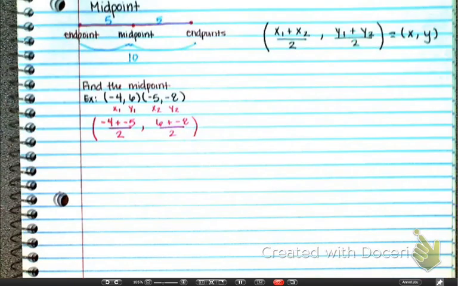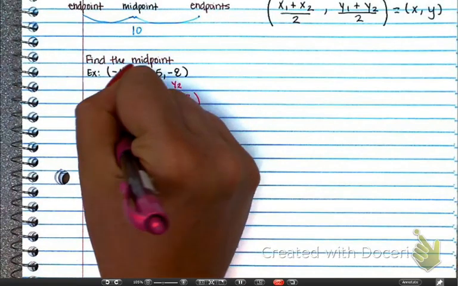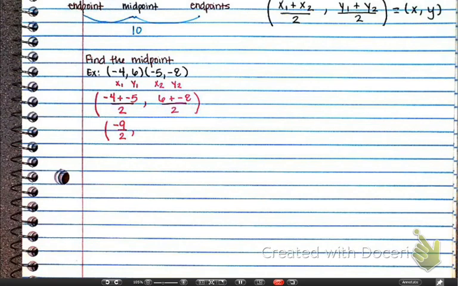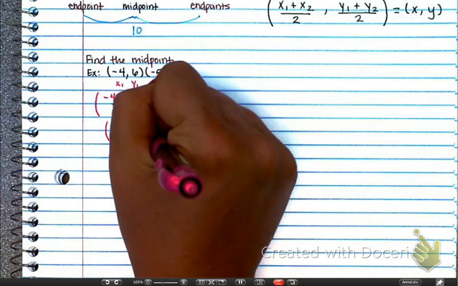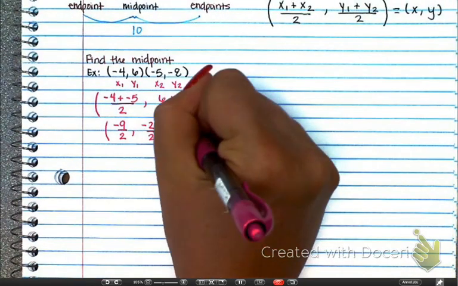-4 plus a -5, what does that give you? -9 over 2. And 6 plus -8? -2 over 2. And we're going to simplify that. Now, -9 over 2. Is there a number that goes into 9 and 2? No. I don't want a decimal. You're going to leave your answer as a fraction. Okay? So we're going to leave it as -9 over 2.